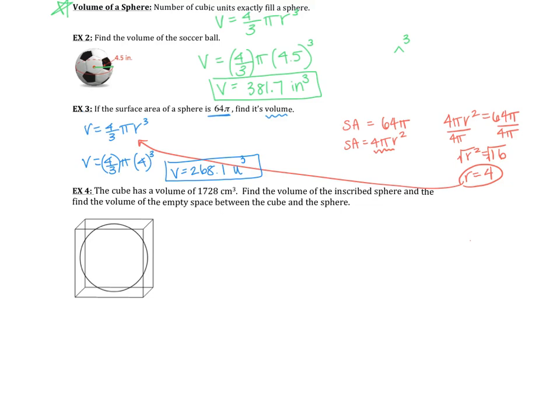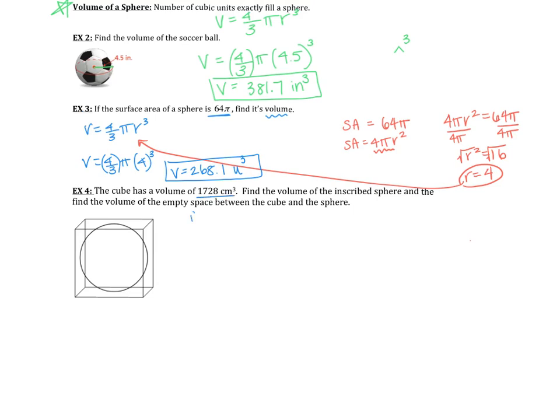Okay. And the last example that we're going to go through together before you guys move on to the practice is example 4. It says the cube has a volume of 1,728 centimeters cubed. Find the volume of the inscribed sphere, so the sphere that's inside the cube, and the volume of the empty space. So as you can see here, we have a cube and we have a sphere inside, but the sphere doesn't take up the whole space inside the cube. So our goal is to find the volume of the sphere, and we need to also find the volume of the empty space. So we know the volume of the cube is 1,728.